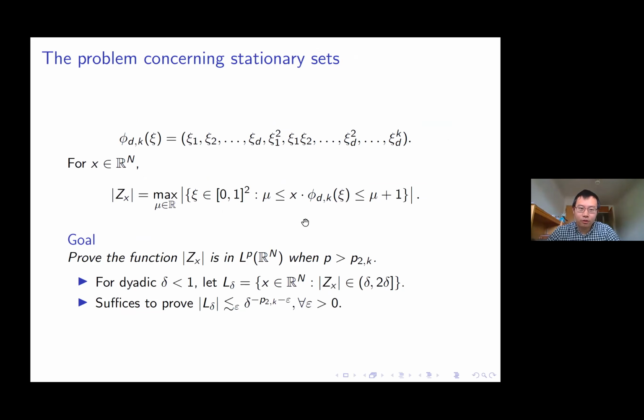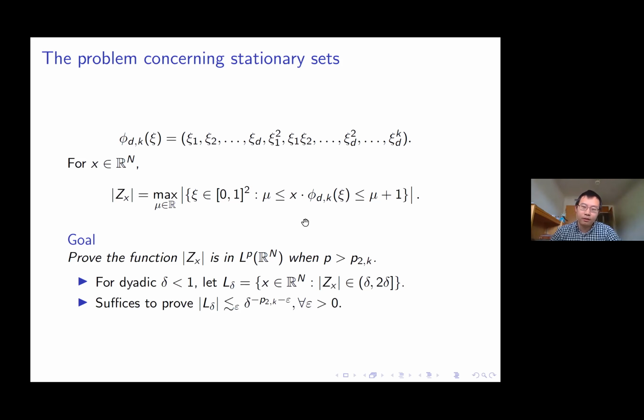Okay, so let's recall the setting and the problem a little bit. So we have this phi, and we have this stationary set measure, z of x. For each x, you define z of x as in the second line. So take the maximum over mu over all the measures of c such that x dot phi, a polynomial, is between mu and mu plus 1. And our goal is to prove this stationary set measure function, z of x, is in LP when p is bigger than the critical exponent.